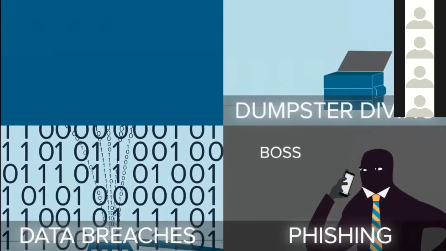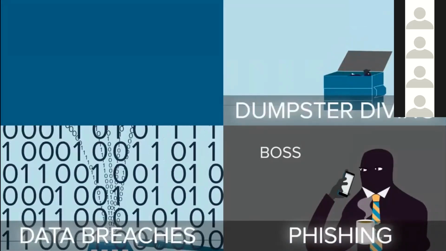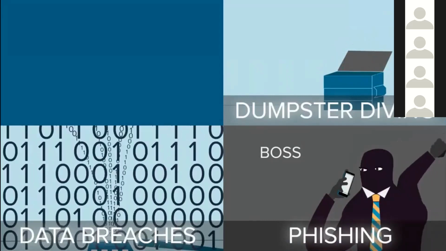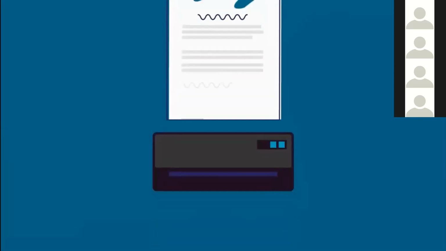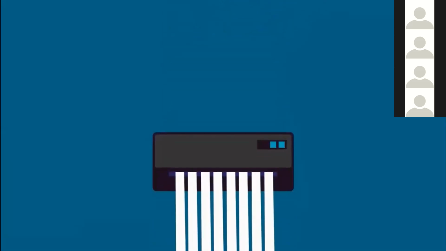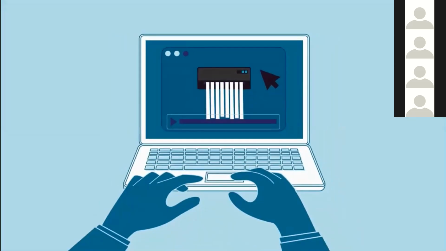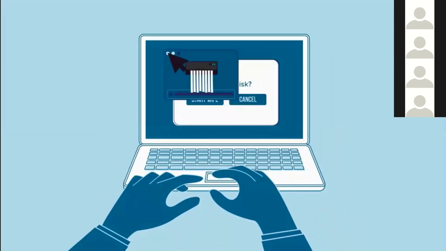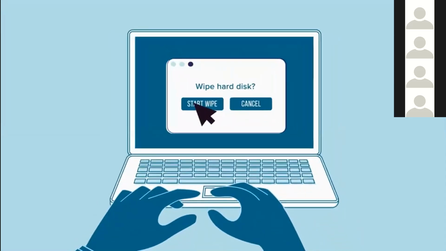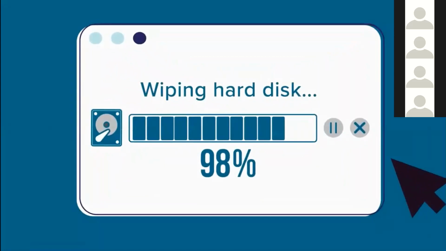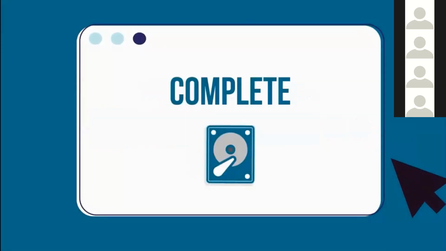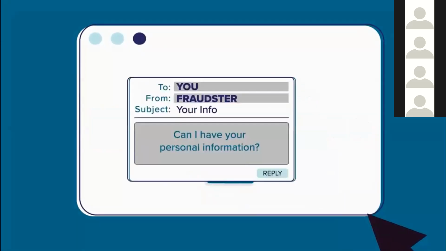With many different avenues to grab your information, how can you protect yourself? Make sure that all documents containing any personal identifiable information are shredded before disposing them. If you or your organization is getting rid of electronics, make sure all hard drives are wiped or rendered unreadable before disposing, reselling, or donating them.